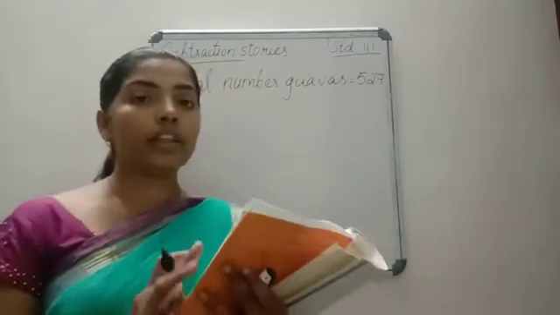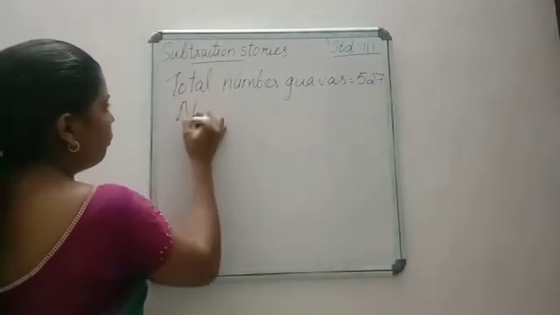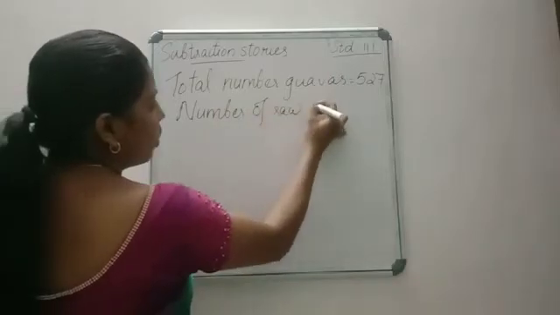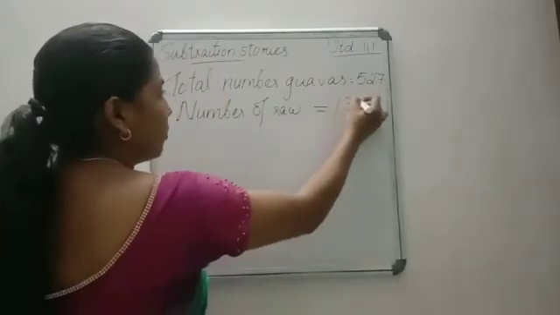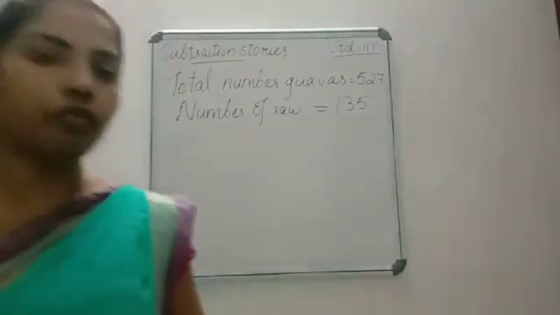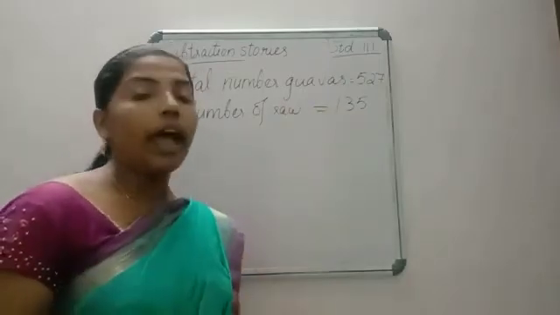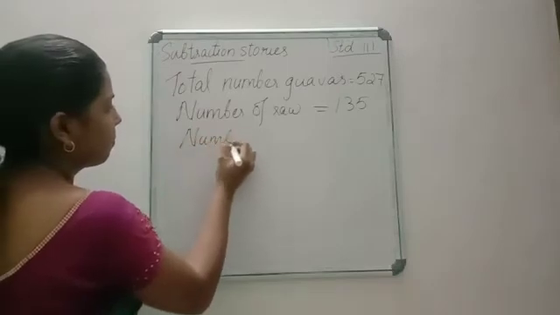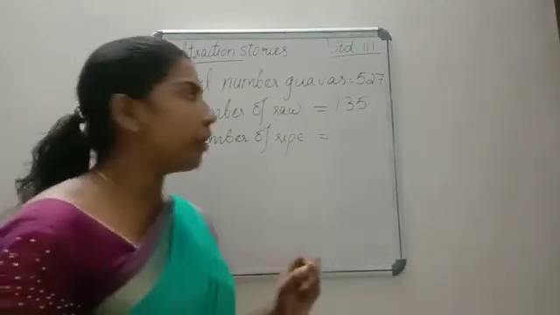While you are doing this, you should take your textbook and see the question. 135 are raw. Among this, how many are raw? 135. So, number of raw equal to 135. Find the number of ripe guavas. Now we have to find the number of ripe guavas. Total this much are there. Among that 135 are raw, and we have to find the number of ripe guavas. Number of ripe guavas equal to, how can we find it?